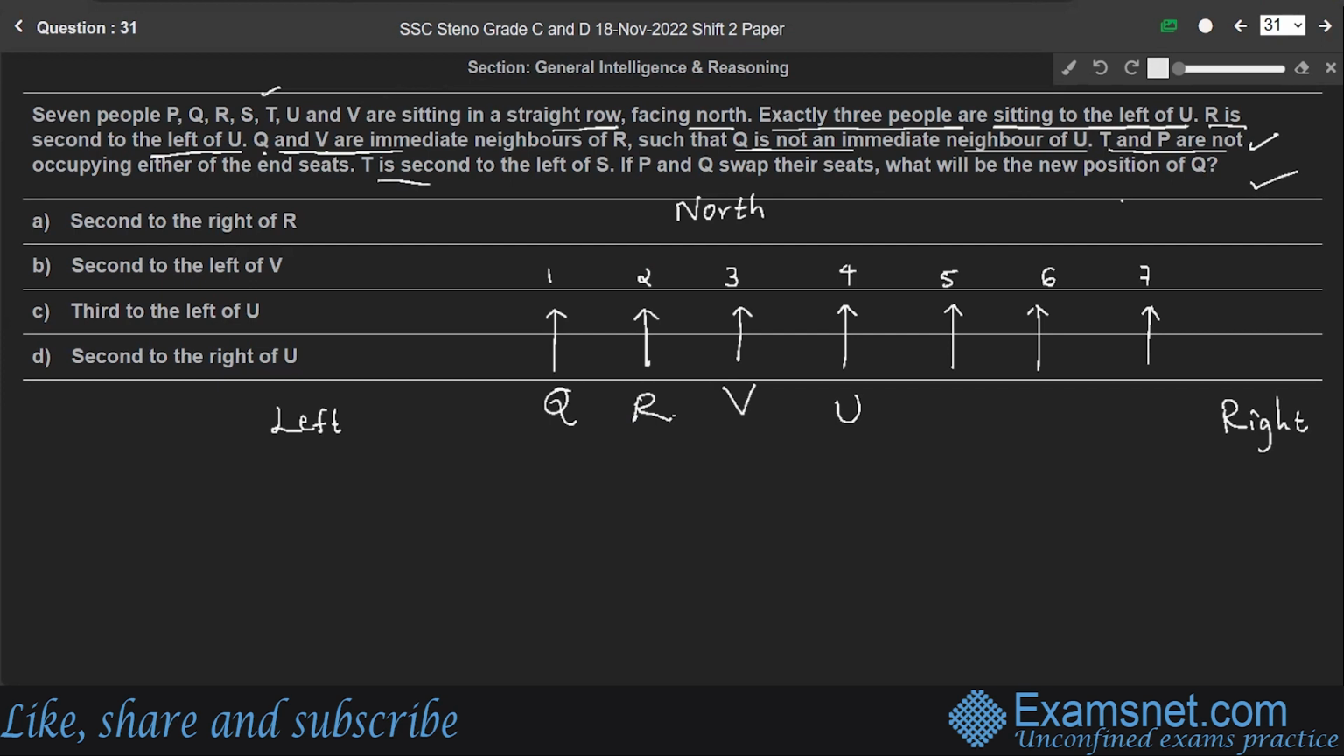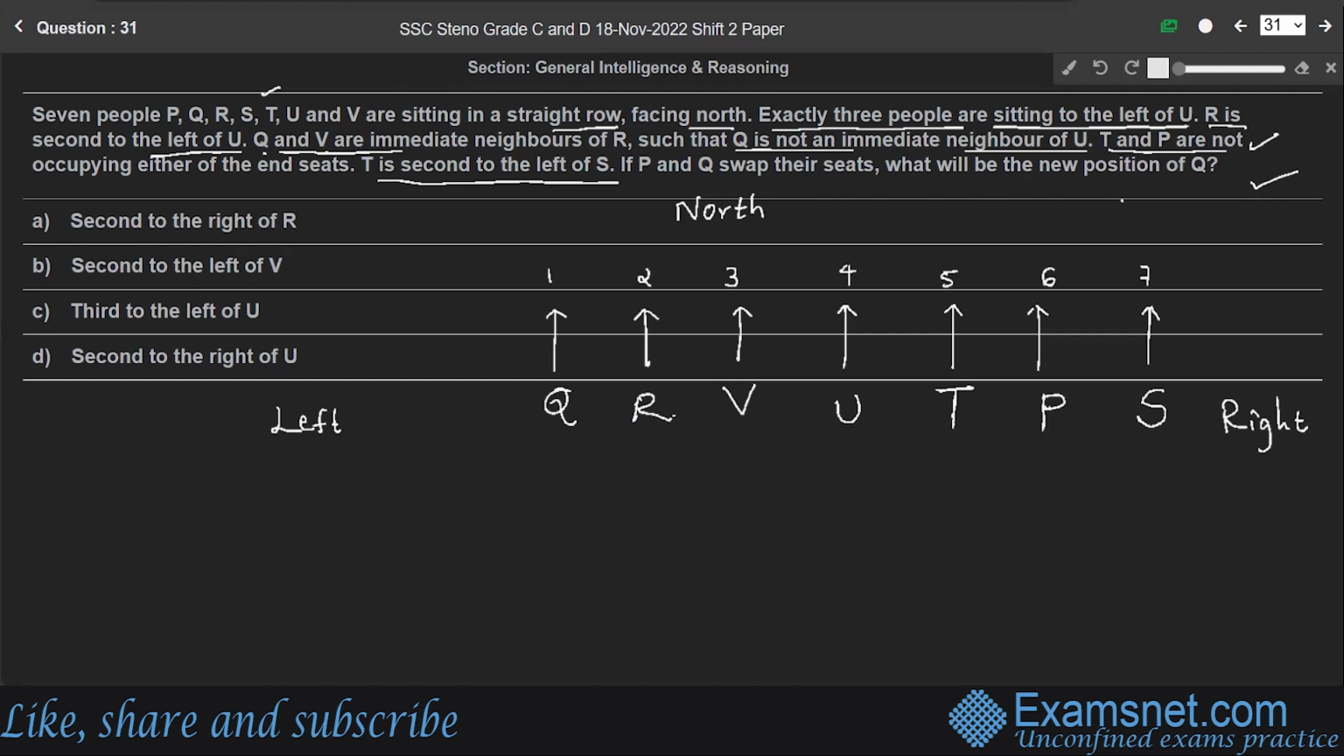T is second to the left of S. Second to the left of S, T is sitting. Therefore, S has to occupy the 7th place. Second to the left of S is T, therefore T is occupying the 5th place. Therefore, P's place is here, the 6th place.